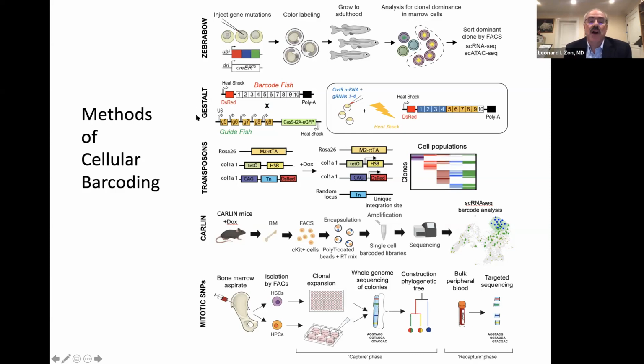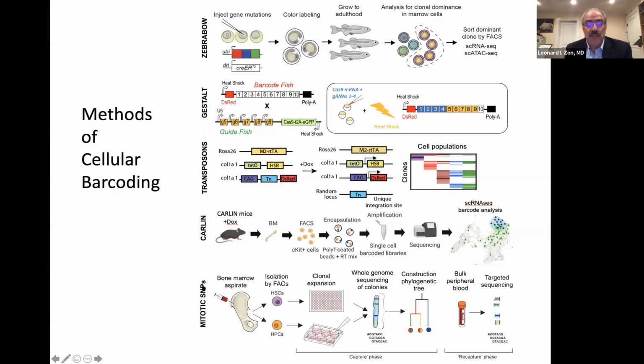I'm also going to talk a lot about GESTALT, which is using a CRISPR barcoding system. Fernando Camargo's lab has pioneered the use of transposons to be able to individually jump transposons in the genome to give every cell a particular code. He's recently developed a CRISPR technology called CARLIN that also reads out as single cell RNA expression.